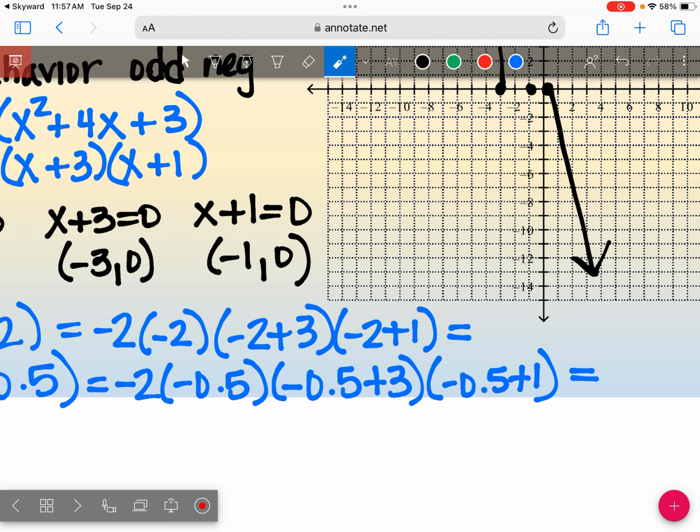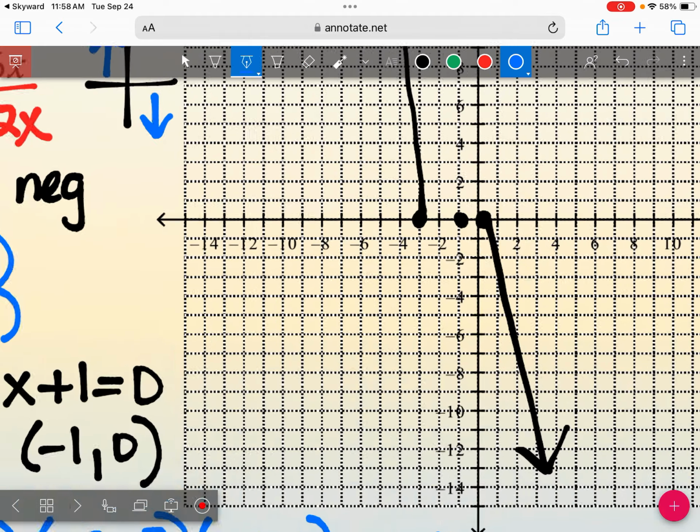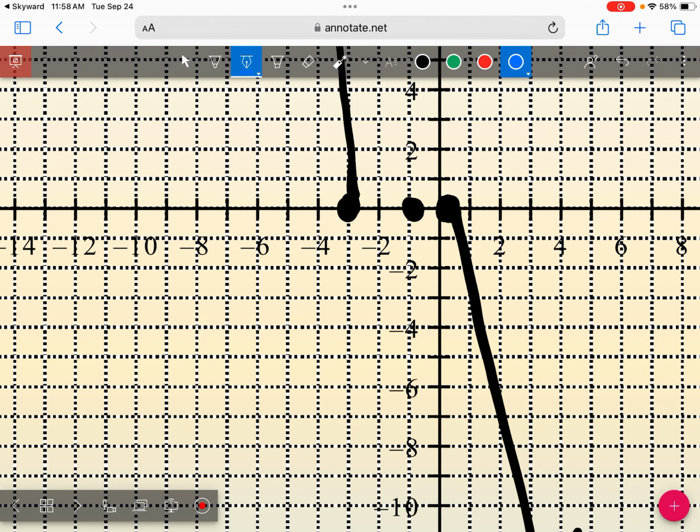Okay, what did you all get for the first one? What you get for negative 2? What you get? 4? Who got 4? I'm slow. You got 4? Negative 4? Who got negative 4? Okay, so negative 4. So that means at negative 2, we're gonna go down to negative 4. So that'd be right here. So the graph is gonna kind of do this.